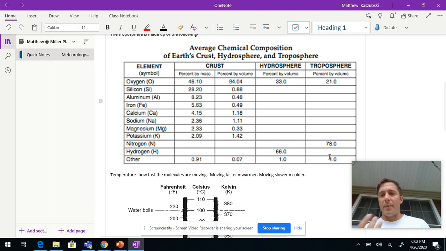And then 1% other, that's carbon dioxide, other things, water vapor, pollutants, right? But you take a deep breath, it's 78% nitrogen. It's only 21% oxygen. If the atmosphere was 100% oxygen, everything would be on fire. That wouldn't be good if everything was burning, right? So we don't want 100% oxygen.